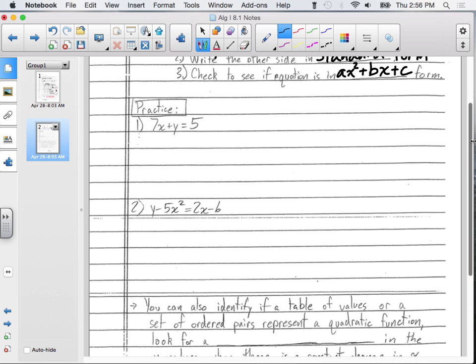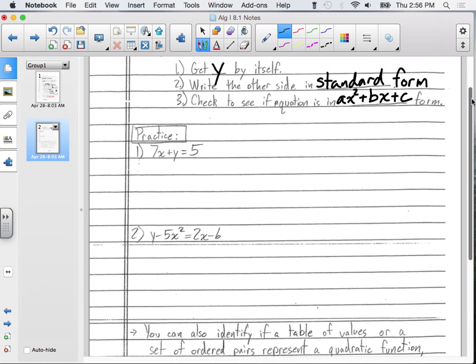Now we just got a practice problem. If we follow the steps in our notes, it says get y by itself. How do we do it? Minus 7x to both sides. We're left with y equals 5 minus 7x, or negative 7x plus 5. Question, is that in standard form the way it is right now?